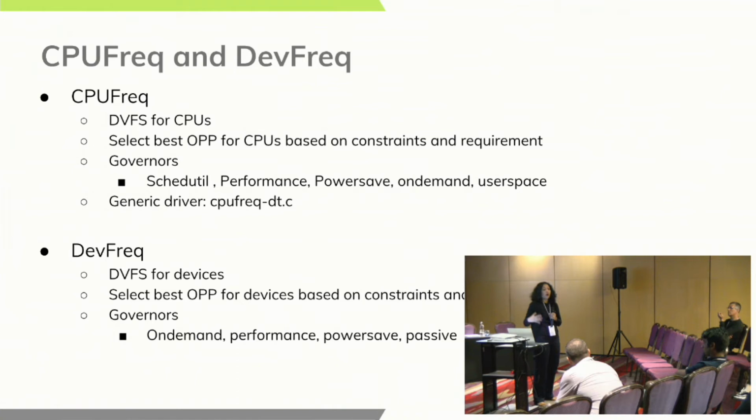There is the ondemand governor, which was the most commonly used governor till some years ago, and the idea there is to look at the load of a CPU for deciding the operating performance point of the CPU. Depending on the load, the OPPs are scaled up or scaled down in a stepwise fashion. It also gives a lot of knobs to control how to step the OPPs up and down, and how often to look at the load and stuff like that.